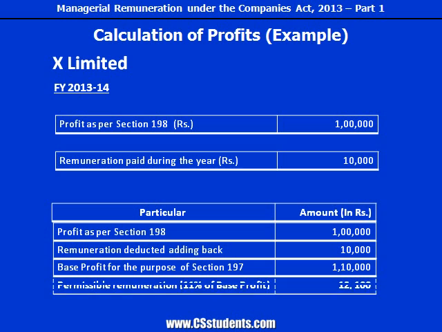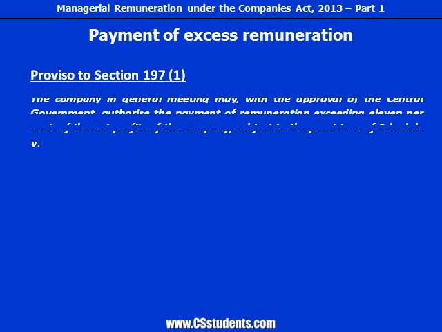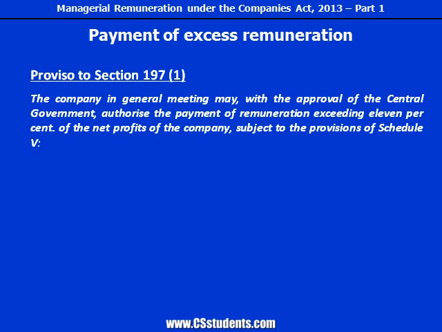Permissible remuneration limit is 11% of the base profits, which comes to 12,100. So, X Limited can pay up to Rs 12,100 as aggregate remuneration to its managing director, whole-time director, manager, and other non-executive directors. Payment of remuneration in excess of 11%: the proviso to subsection 1 of Section 197 provides that the company in general meeting may, with the approval of the central government, authorize the payment of remuneration exceeding 11% of the net profits of the company, subject to the provisions of Schedule 5.